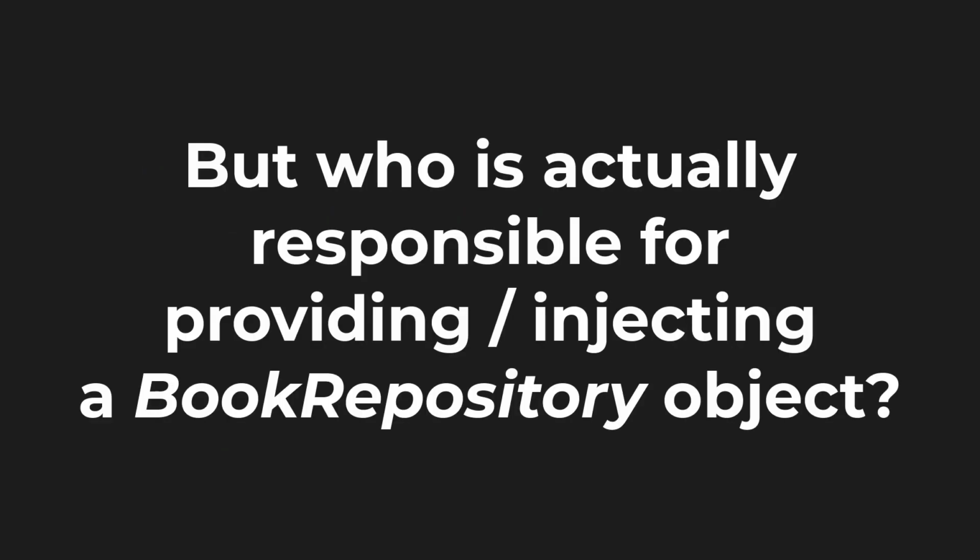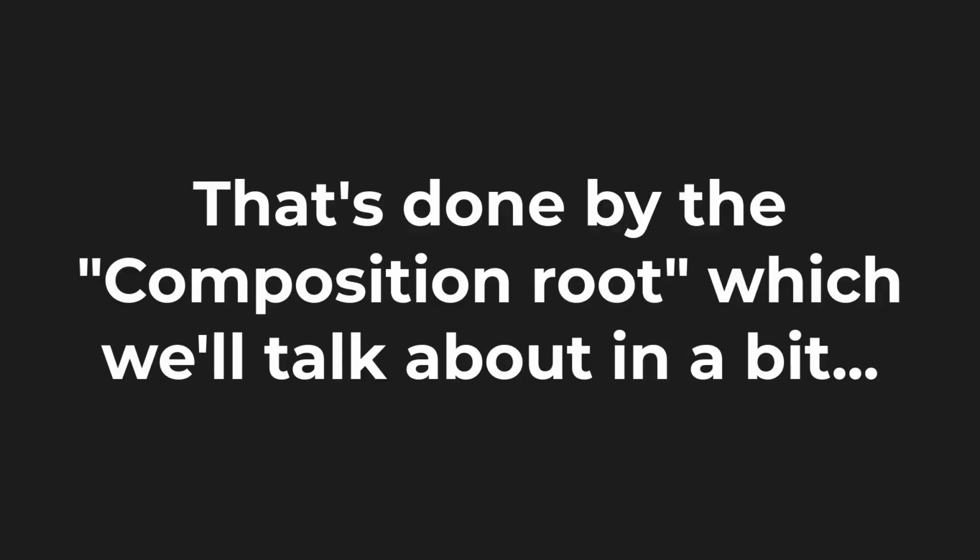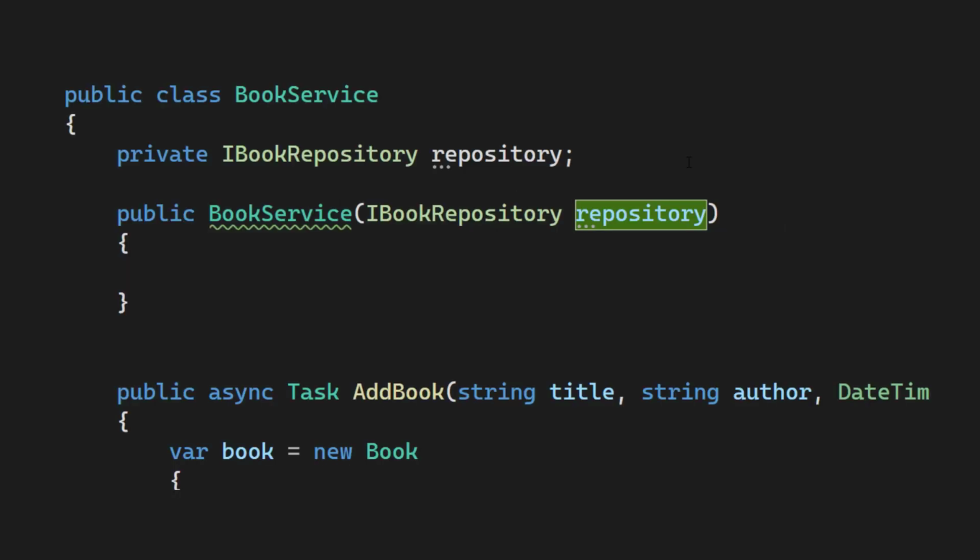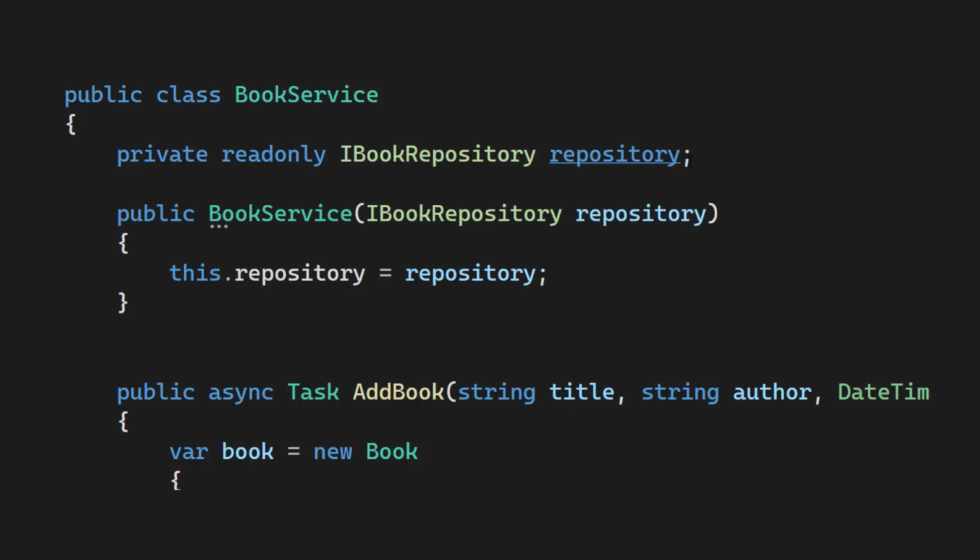But who is actually going to provide an IBookRepository implementation at runtime? That is done by the composition root, which we will discuss in just a bit. We can store the passed in reference in a private field and also mark the field as read only so that the field is not modified outside the class's constructor.